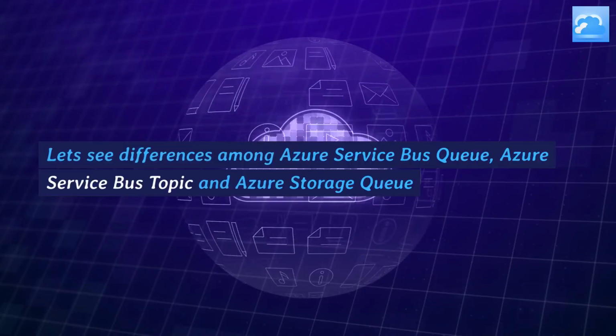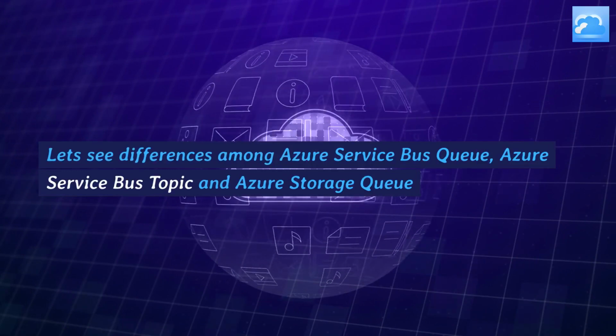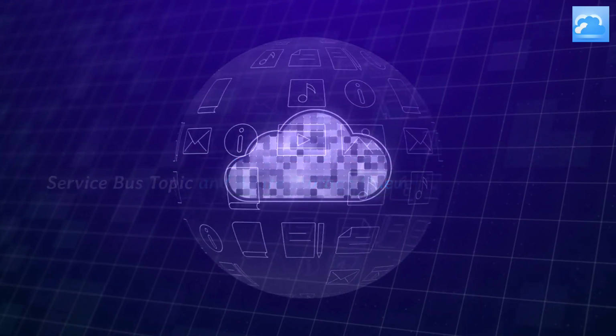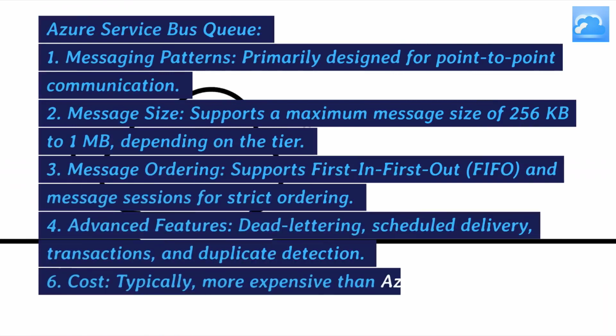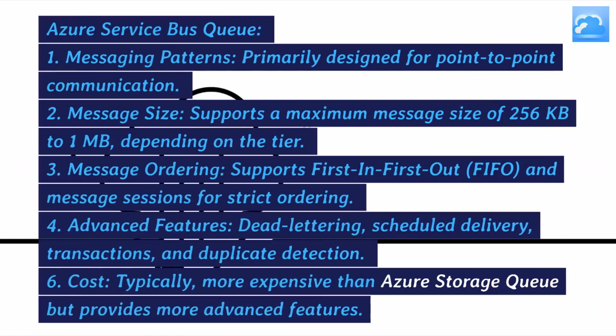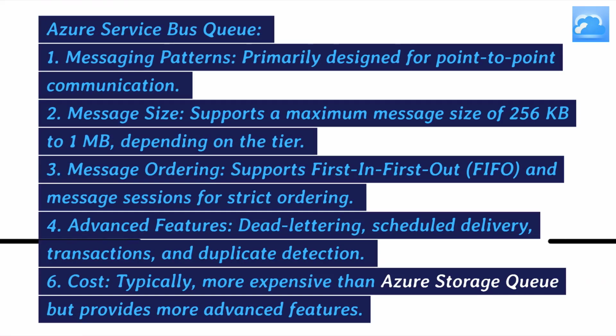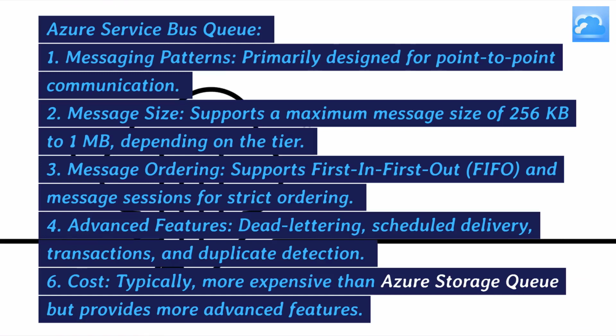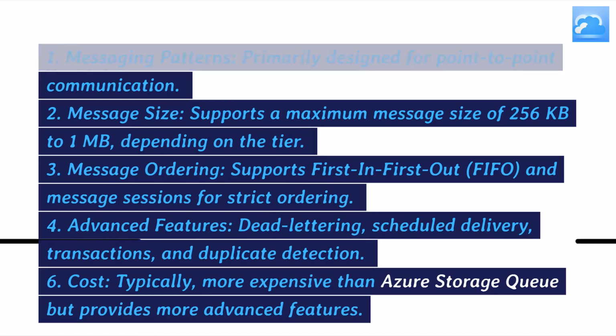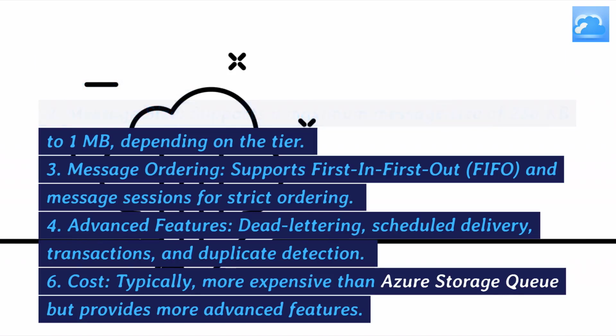Let's see differences among Azure Service Bus Queue, Azure Service Bus Topic, and Azure Storage Queue. Azure Service Bus Queue. 1. Messaging patterns: primarily designed for point-to-point communication. 2. Message size: supports a maximum message size of 256 kilobytes to 1 megabyte, depending on the tier. 3. Message ordering: supports first in first out, FIFO, and message sessions for strict ordering. 4. Advanced features: dead lettering, scheduled delivery, transactions, and duplicate detection.